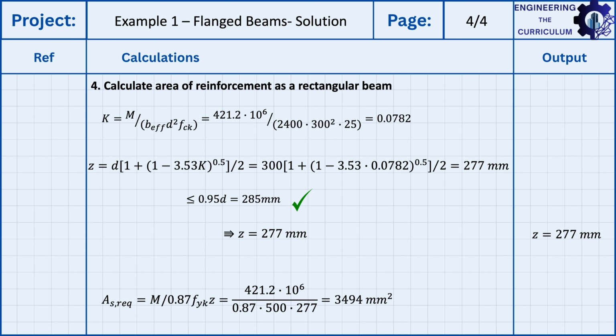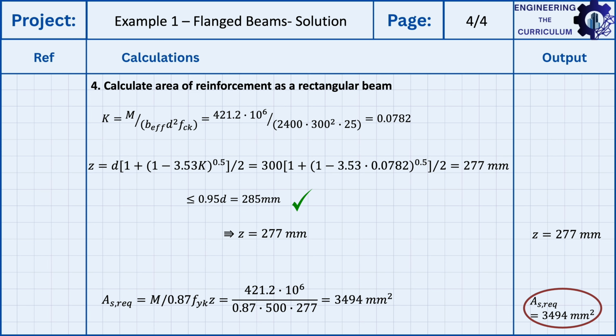And the last thing we can do is find the area of steel required, which is the moment divided by 0.87 times FYK times Z. And now we have everything. So 421.2, that's the moment, divided by 0.87 times 500, that is 0.87 times FYK, and times the Z that we've just found to be 277. That gives us a required area of steel of 3,494 millimeters square.